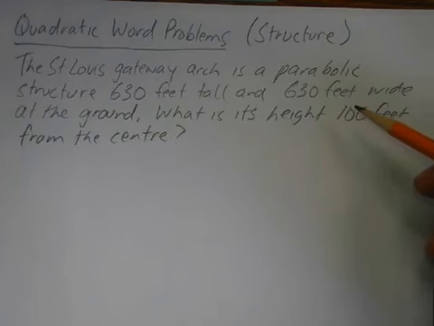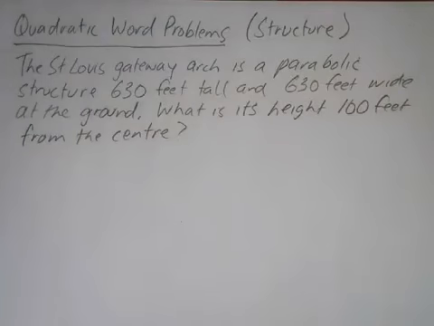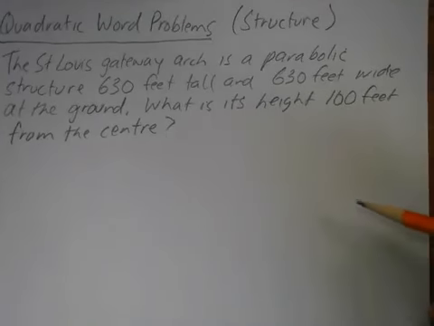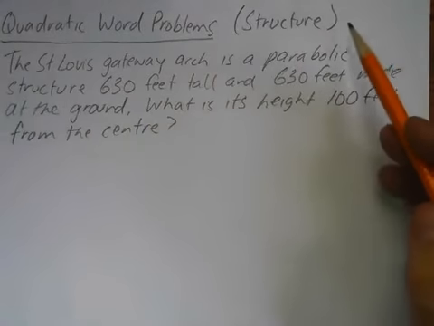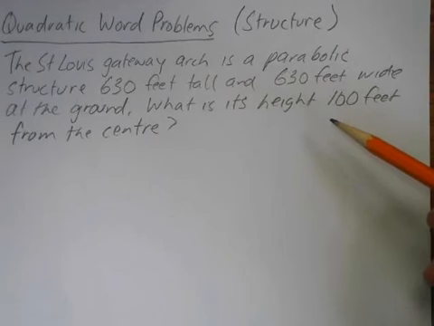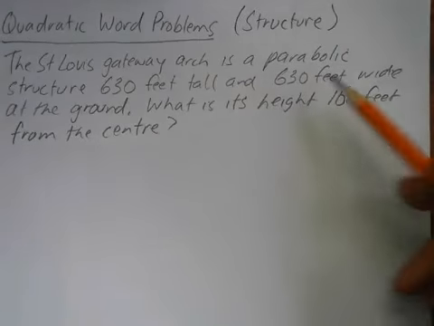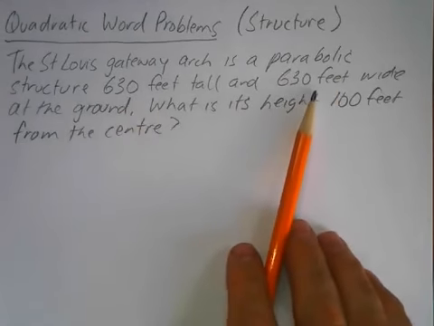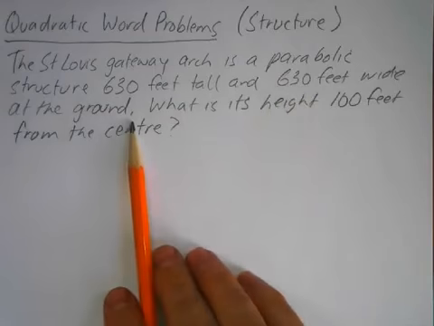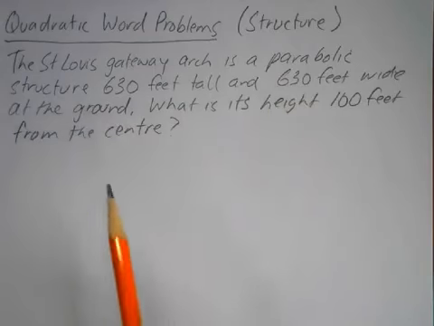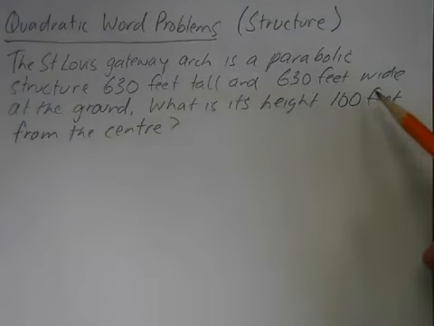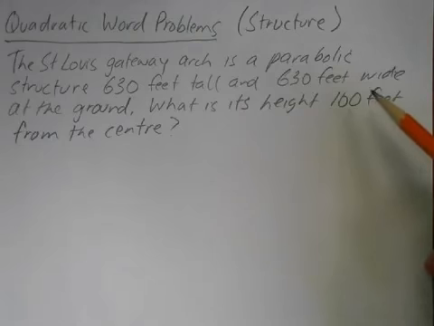So I just created this problem, so it's not from your booklet of word problems, but it's a pretty good question. We've got here the St. Louis Gateway Arch is a parabolic structure, and these are actually the right numbers, I looked it up. It's 630 feet tall and 630 feet wide at the ground. So where it touches the ground, it's 630 feet between. So the question is, what is the height 100 feet from the center?